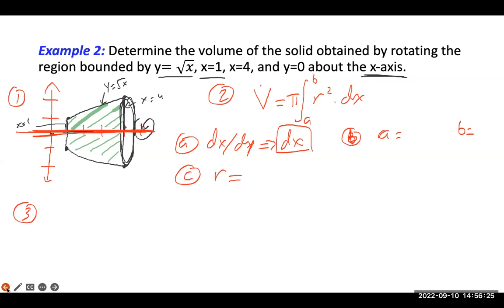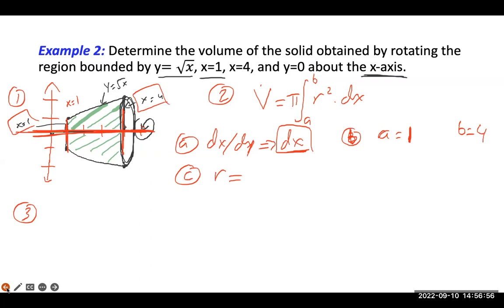Second, my bounds are the bounds of whatever variable you're using. So if you're using delta x, your bounds are the bounds for x. You're asking yourself, from the left to the right, what's the farthest to the left that the region goes? This original green region starts at x equals 1 right here, which means my a is equal to 1. What's the farthest to the right that the region goes to? It goes to x equals 4, which means my b equals 4.